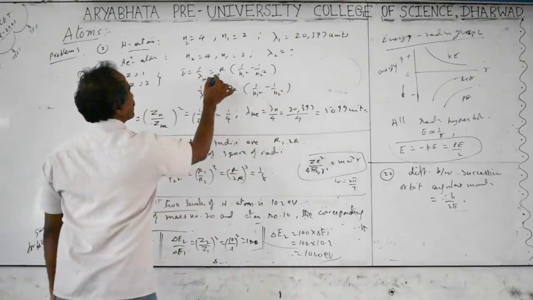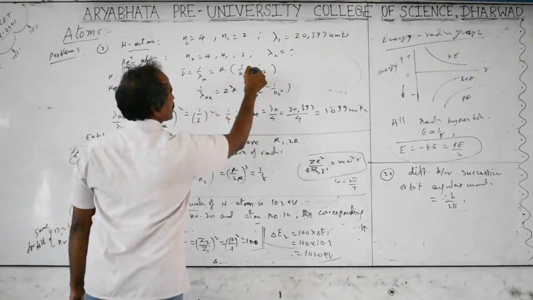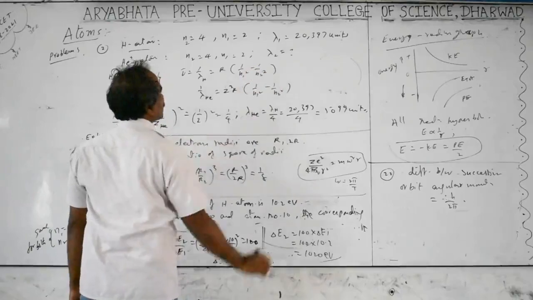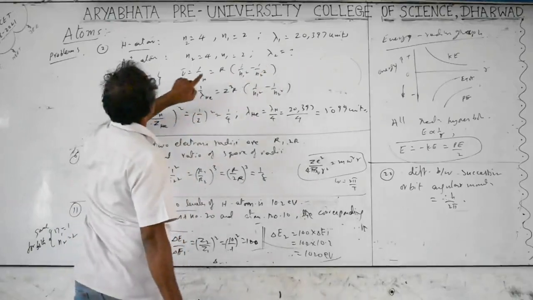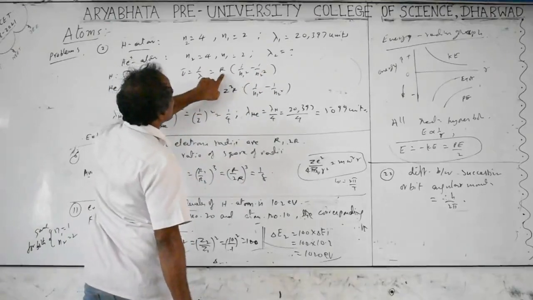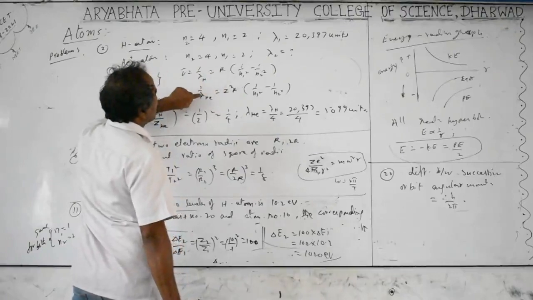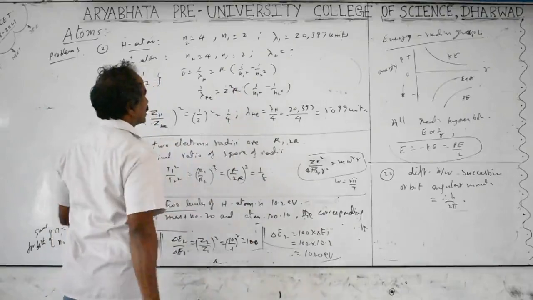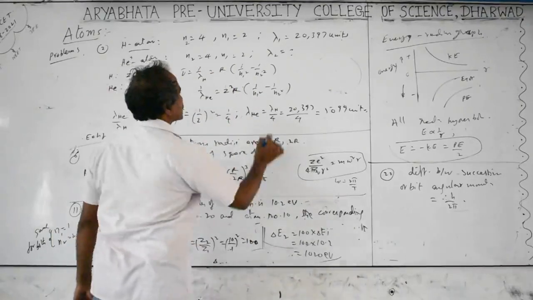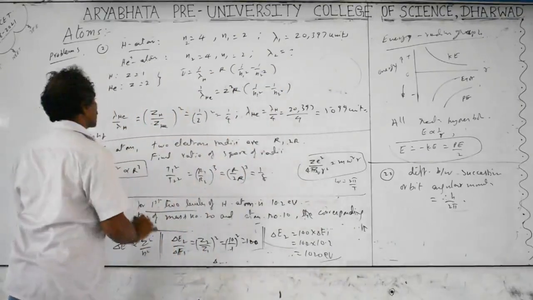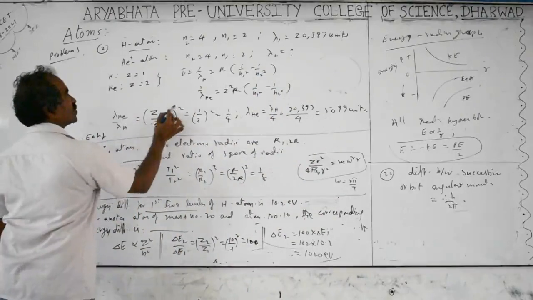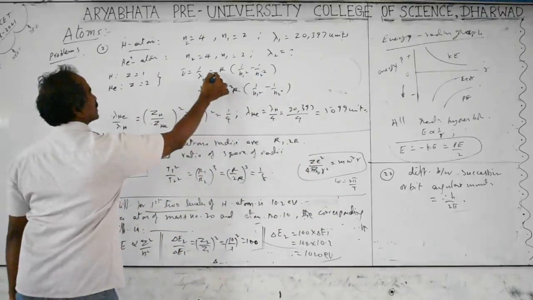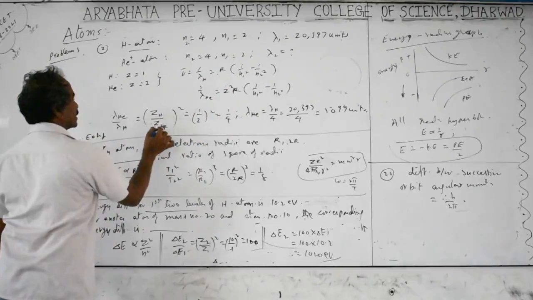Wave number equal to 1 by lambda equals R into the bracket related to the transition orbit numbers, 1 by n1 square minus 1 by n2 square. This is constant. So for hydrogen, 1 by lambda is proportional to R. For helium, 1 by lambda is proportional to Z square R. Taking the ratio of these two, R cancels, this bracket portion also cancels. Lambda is inversely proportional to Z square, for Z hydrogen and Z helium.